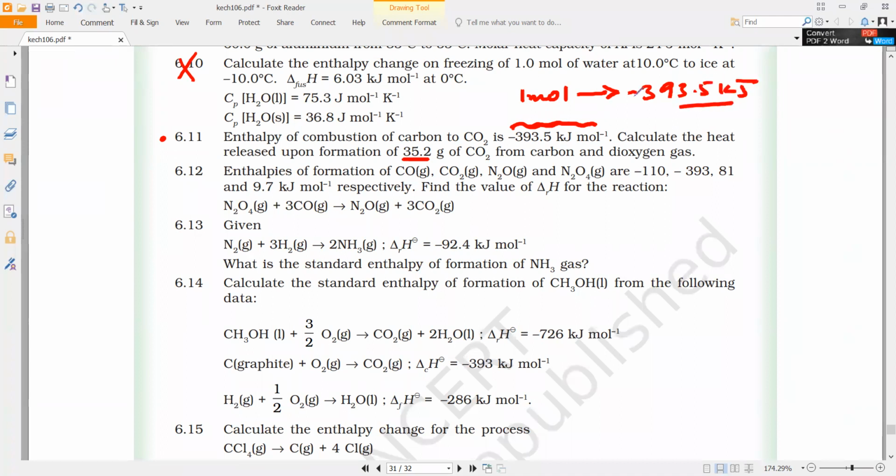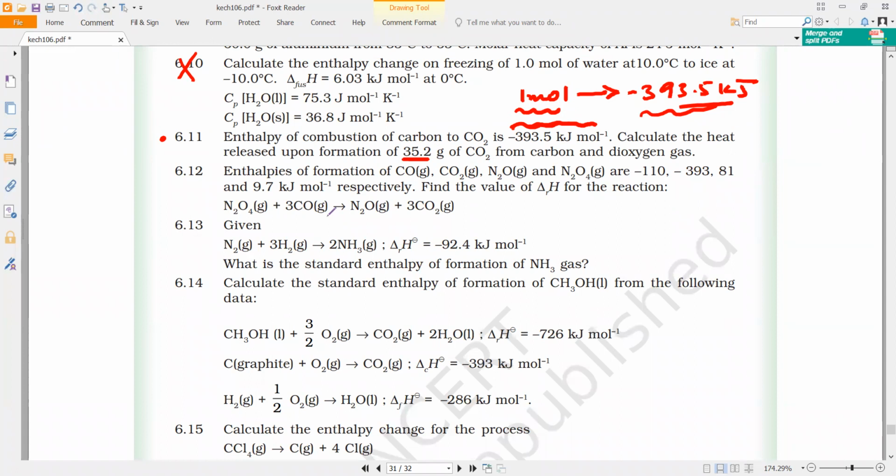Yes, sir. Okay. And what have they asked? Now read the question further on. Calculate the heat released upon formation of 35.2 gram of CO2 from carbon and dioxygen gas. So this 35.2 grams you can convert into number of moles, yes or no? Yes, sir. Now you will get some moles. Now you have the heat released if 1 mole is formed, and then you have to calculate the heat released if this many moles of CO2 are formed.